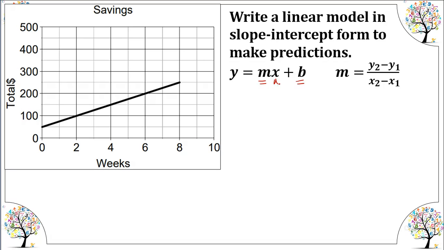So our x, and we can see on our x-axis, represents weeks of saving. We know the y value represents the total amount saved, so total savings. It's always important to know what your x, your input, represents, and your output represents. The output usually is the total of whatever you're talking about in the situation.